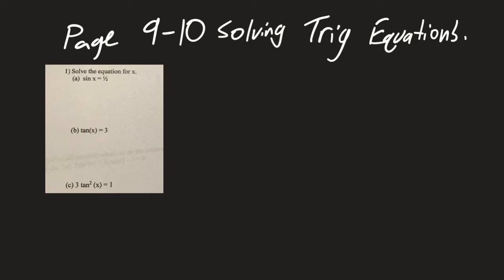All right, so at the top of page 10, you can see the first problem says solve the equation for x, and we're just really trying to work our way back to that variable and figure out what number that is. So A says sine x equals 1/2. That question basically is saying, hey, I know that the sine value is 1/2. Where is that happening? What angle is this? So I want that angle.